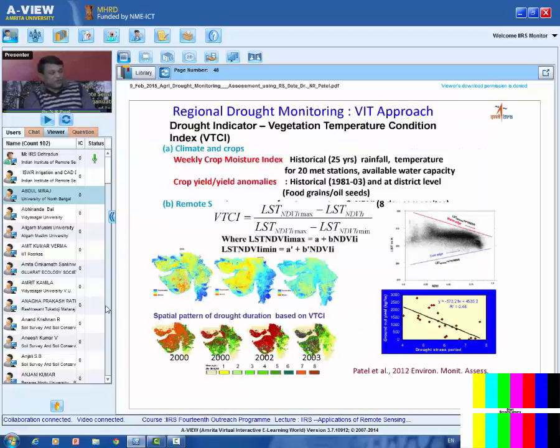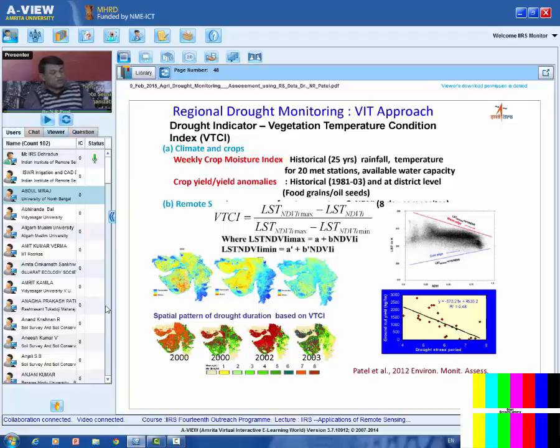VTCI. This is the one which we have done for 5 years for the Gujarat region, and it has been used as an indicator of stress condition. So here you can see 2004 there was no stress, in 2001 stress was there, 2002 and 2000.